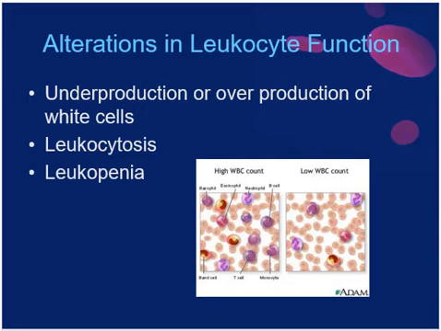Let's talk next about alterations in leukocyte production. So that's the underproduction or the overproduction of white cells. The overproduction is called leukocytosis. The underproduction is called leukopenia. Remember also we talked about the different white cells that make up the overall white cells. And so those are the cells that are seen in a differential, and I believe we'll be looking at that here in a little bit.